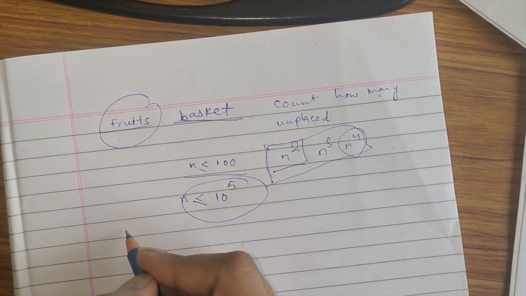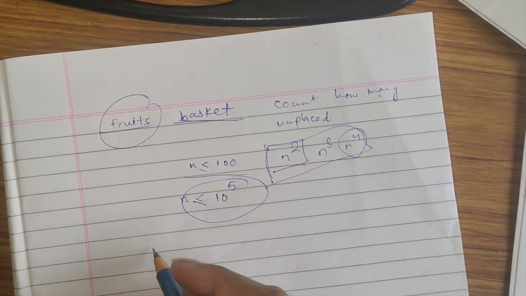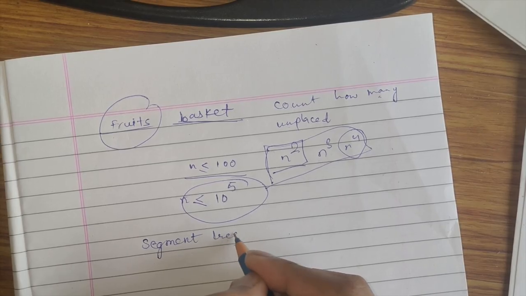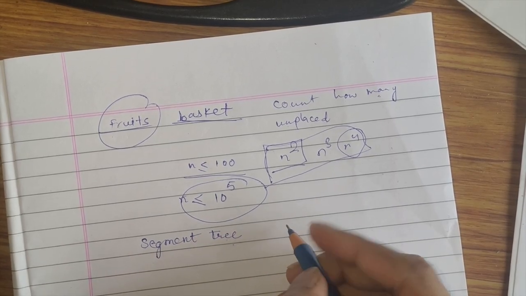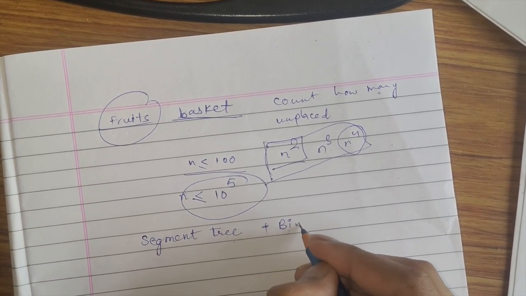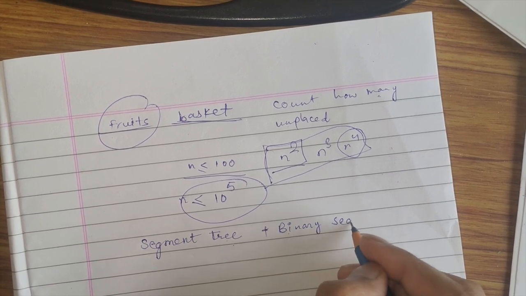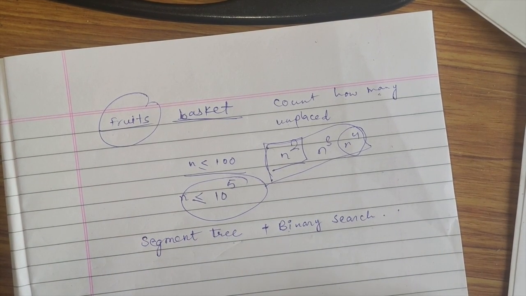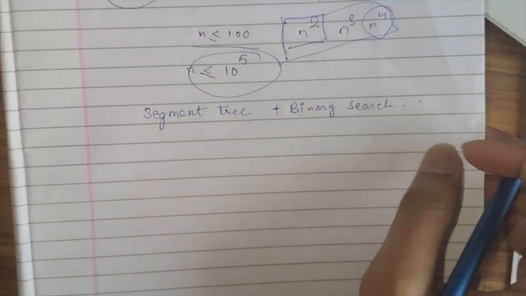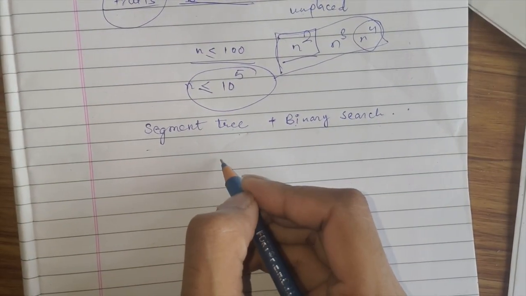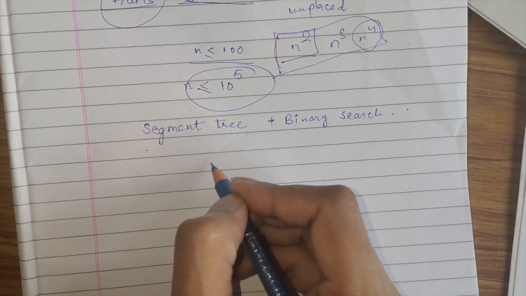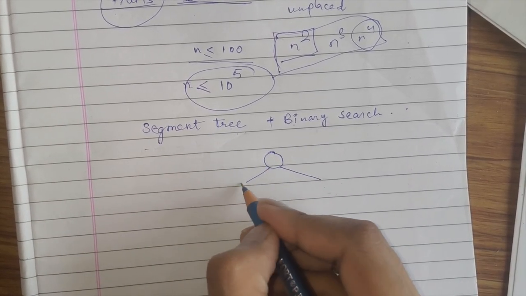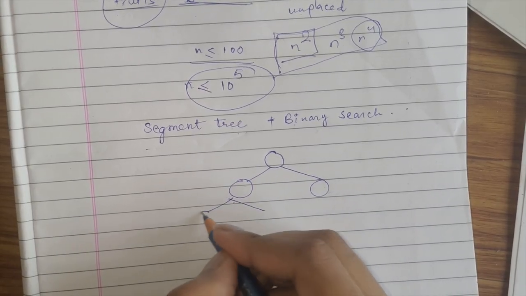So for this question, what we are going to do is use a segment tree plus binary search. And how will I do this? You just have to build a segment tree with the maximum capacity of the baskets. A segment tree is nothing but a binary tree, so it will look like this.